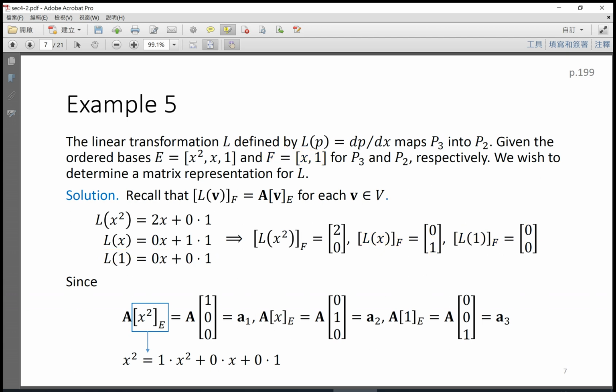Then, according to theorem 4.2.2, 2, 0 is the first column of matrix A, and 0, 1 is the second column of matrix A, and 0, 0 will be the third column of matrix A. We know that the order of the column vectors in matrix A is based on the order of basis E. If the order of basis E changes, then the order of column vectors of matrix A also changes.